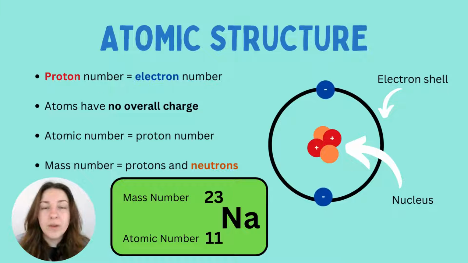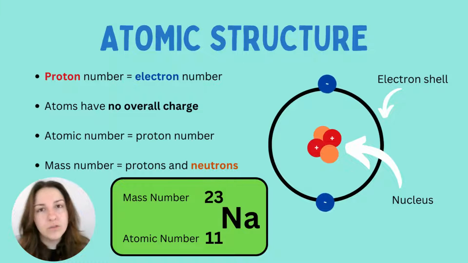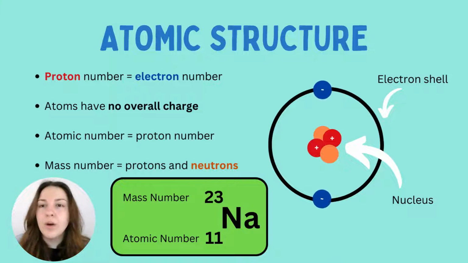And also if we want to work out the neutron number, well, all we need to do is do 23, the mass number, minus the atomic number, which is 11. So 23 minus 11, and you'd end up with an answer of 12. And 12 would represent the number of neutrons in this atom of sodium.